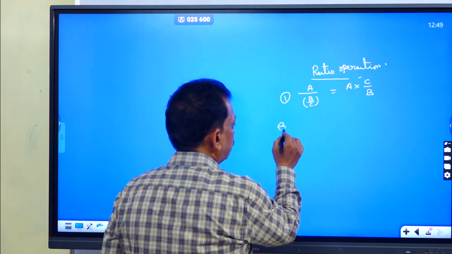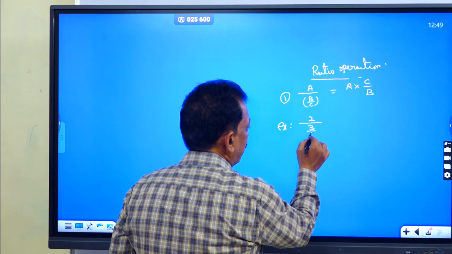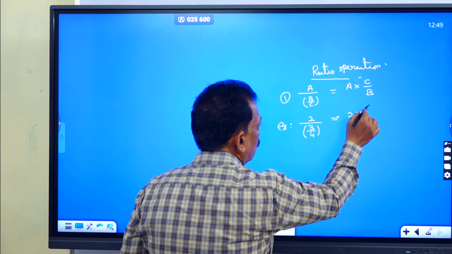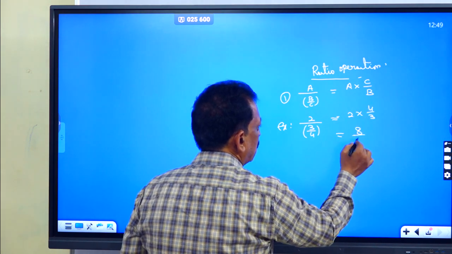So example, 2 divided by 3 by 4. So that is equal to 2 into 4 by 3. Now that gives you 8 by 3.